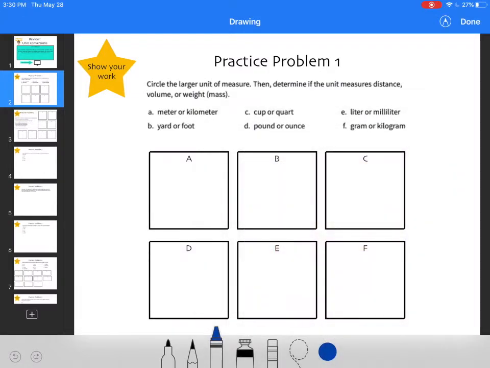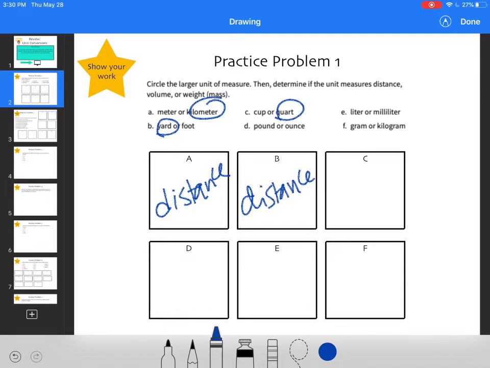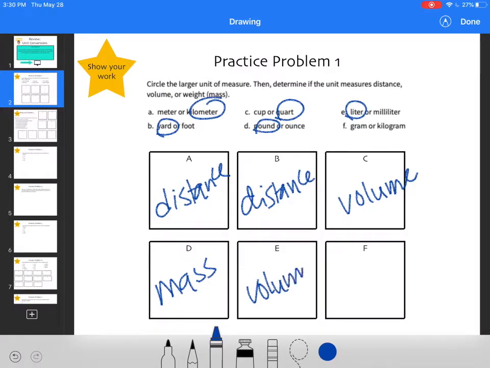So which one is bigger? A kilometer, and this is measuring distance. A yard or a foot, a yard, it's also measuring distance. A cup or a quart, and it is measuring volume. A pound or an ounce, a pound, and that's measuring mass or weight. A liter or a milliliter, a liter, it's measuring volume. A gram or a kilogram, and it's measuring mass.